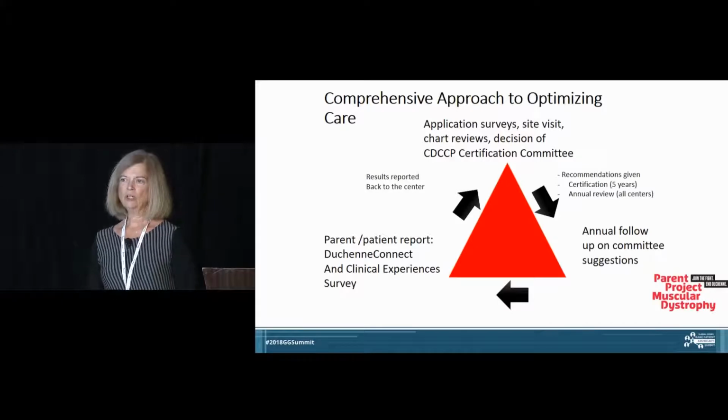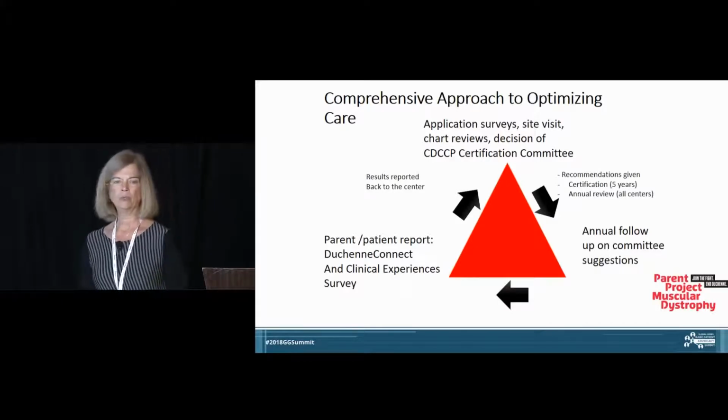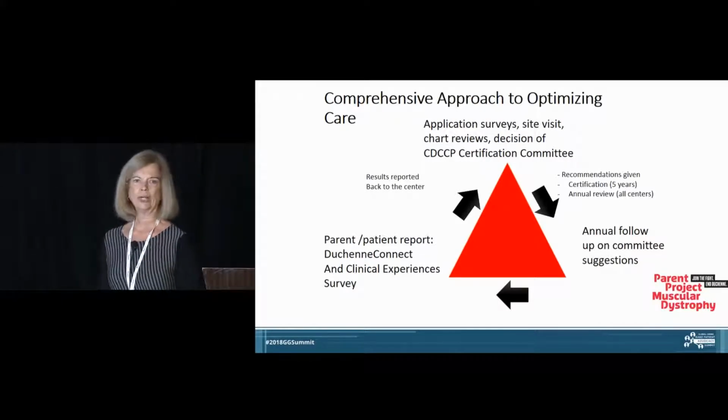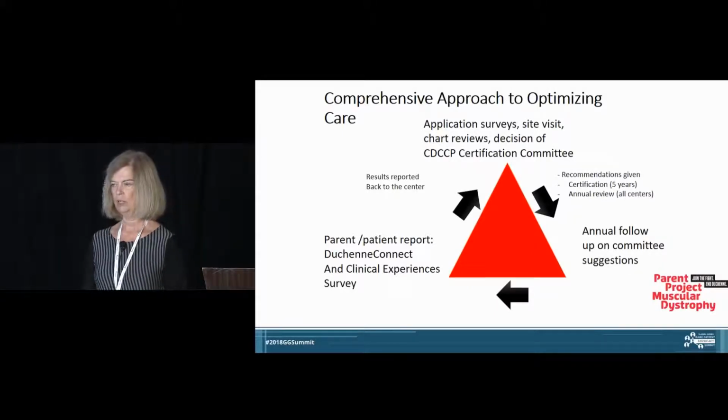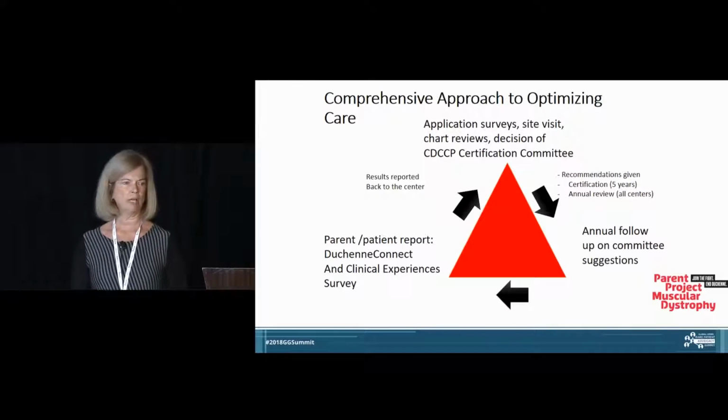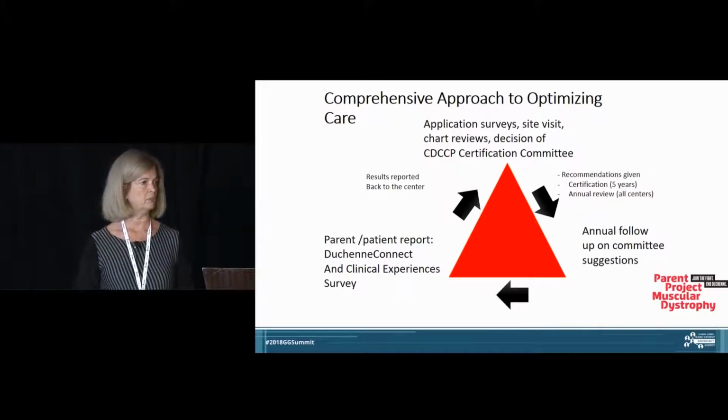So this is a closed loop process that we developed in order to integrate every stakeholder in the Duchenne community. So first of all, the center sends us an application and says we want to apply for certification. We send them back a list of people that they have to have on their Certified Duchenne Care Center comprehensive care team. They'd send us back a note that says, yes, we've got all those people, no problem.